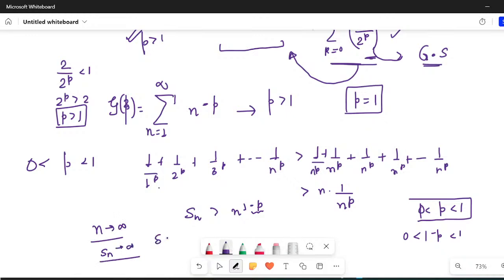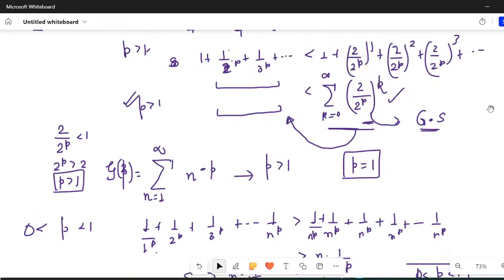And if my sequence of partial sums is divergent, then the series is divergent. So always remember, n to the power minus p, n equals 1 to infinity, is divergent for the case p lying between 0 and 1. Is that clear? So this is divergent for the case p lies between 0 and 1. Always remember, this is an important series. This is called the Riemann zeta function.